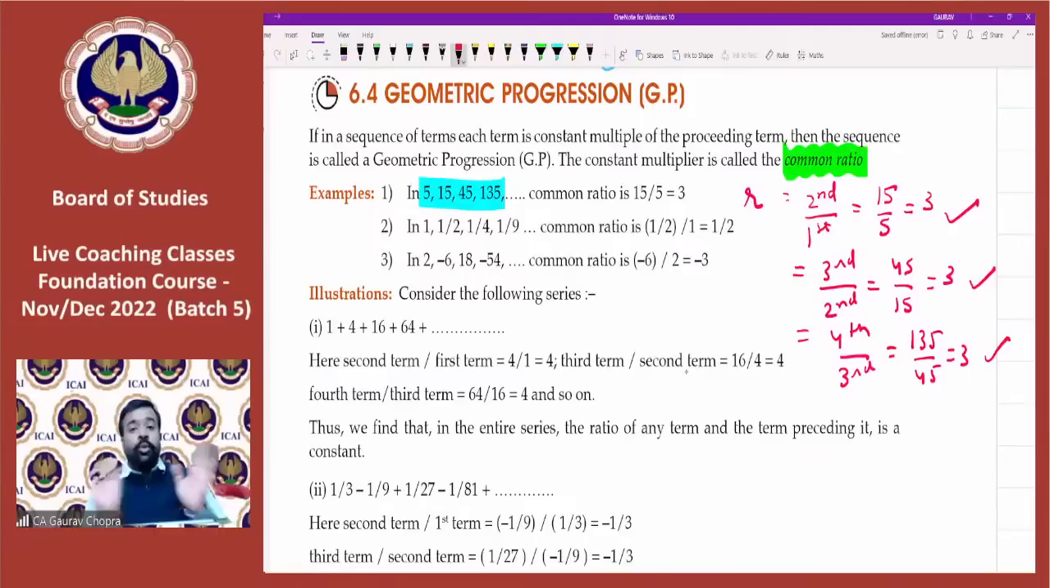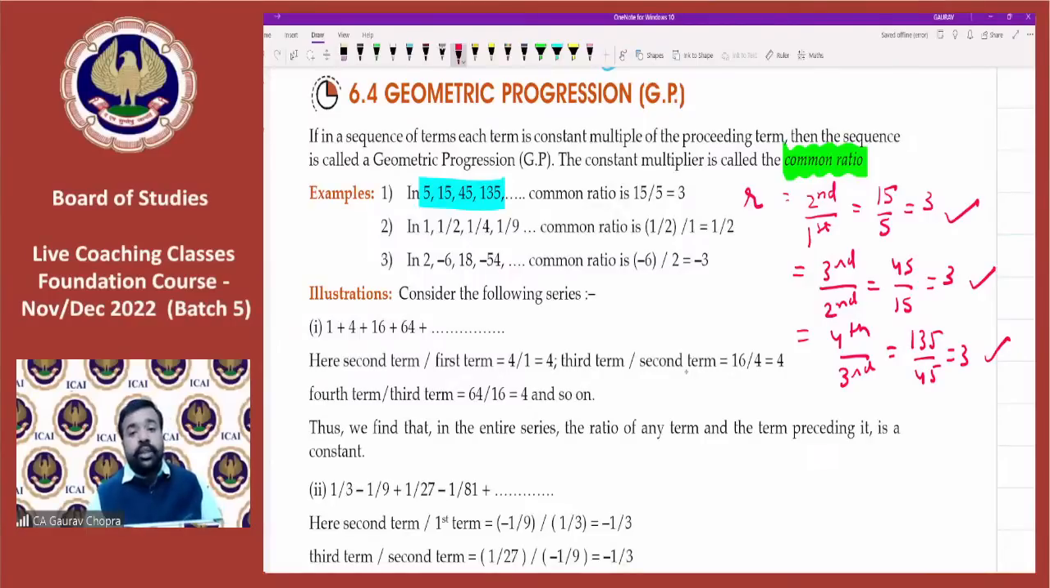Great. So a lot more are live with us now today because the topic is very interesting, and on an average 3 to 4 questions come from this complete chapter, that is AP as well as geometric progression. On an average 3 to 4 questions.